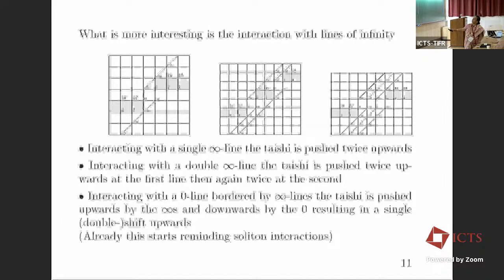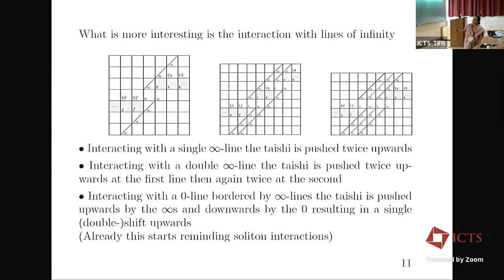When we consider the second type of singularities, namely this, lines of zeros on either side bounded with infinite lines, consider this Taishi. For this infinite line, it moves 2 steps up. And for this 0 line, this will bring it down 2 steps. Again, for this infinite line, it will go 2 steps up. So 2 minus 2 plus 2. Ultimately, it is moved only 2 steps up.